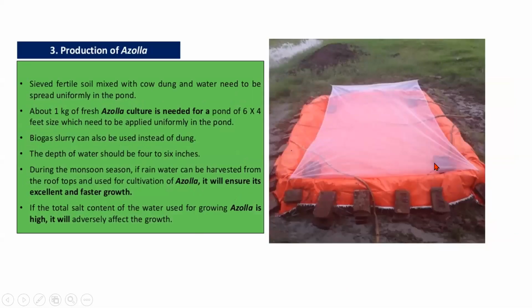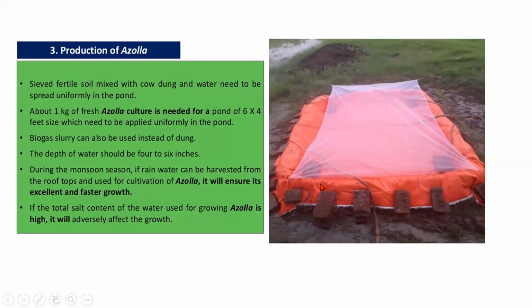So this is how it is done, what I told you. You dig a pit, spread the plastic sheet in it, then place bricks over it so that it doesn't fly off or go inside. And then they cover it with another plastic or a net-like substance, so that it gives partial shade to the growing azolla. So you have to mix fertile soil with cow dung and water.